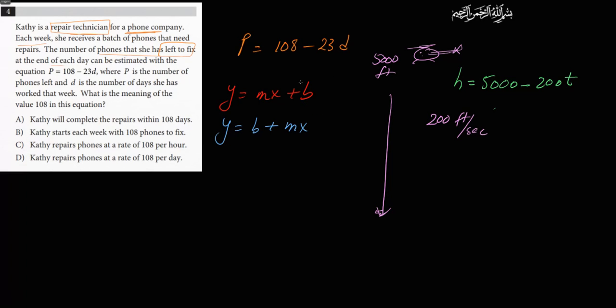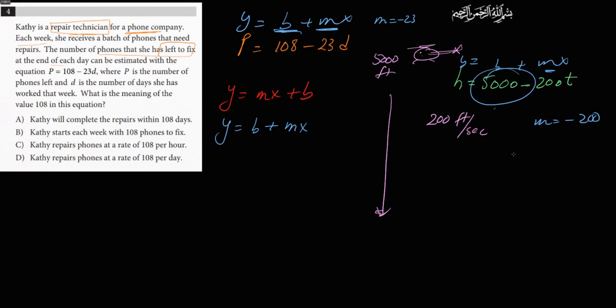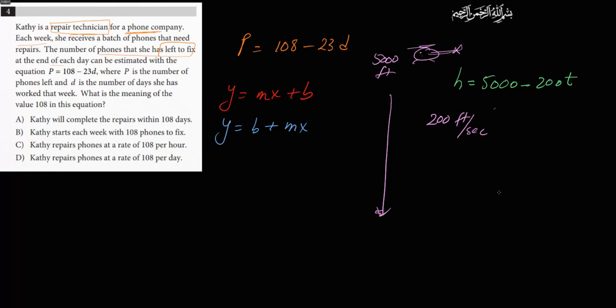That's important because in y equals mx plus b, or in this case y equals b plus mx, this is the y-intercept, and that's the slope. The slope is negative. M here is negative 23. So that's the first thing I want to suggest about this question. You have to recognize this as a linear function, because that's the heart of Algebra 1.